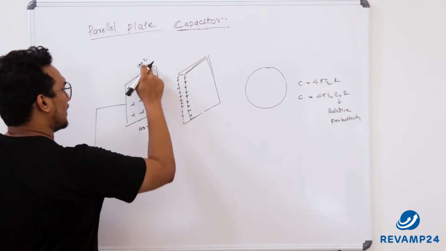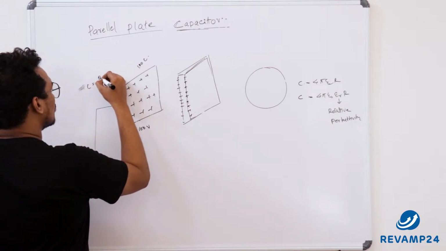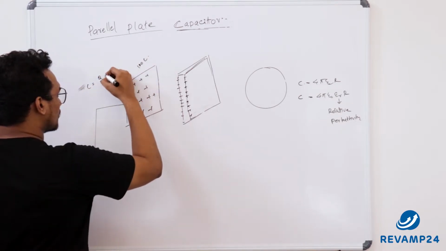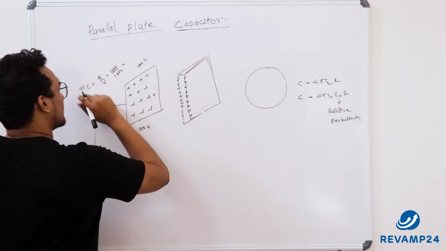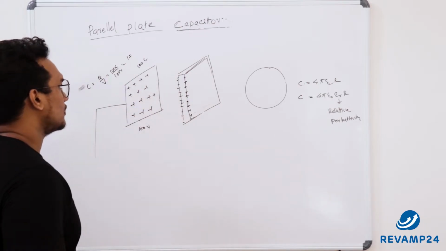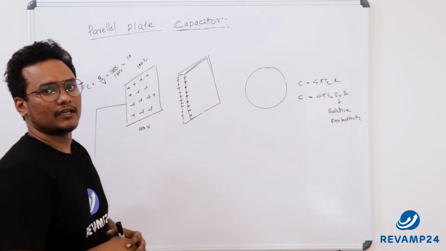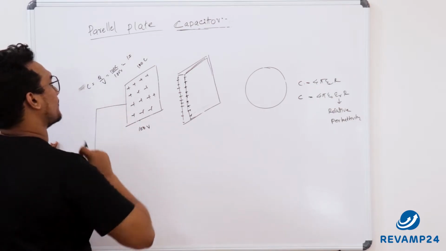100 volt and 100 coulomb. So capacitance, C, is nothing but Q by V. So Q is 100 coulombs and V is 100 volt. So the capacitance is, for example, 1 farad. This is just for an example, okay. 1 farad is practically not possible. We'll be measuring in microfarads or nanofarads. Anyway, 1 farad is the capacitance now.